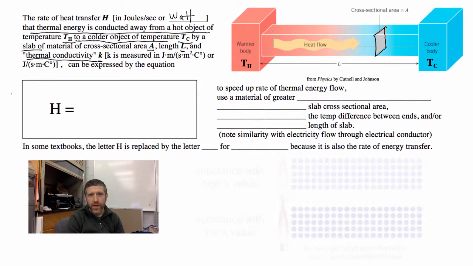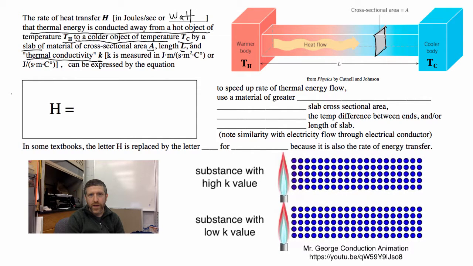Here's a simulation of a high thermal conductivity substance on the top and a low thermal conductivity substance on the bottom. Notice that the thermal energy, i.e. the kinetic energy of molecules, moves faster through the high thermal conductivity substance and slower through the low thermal conductivity substance.